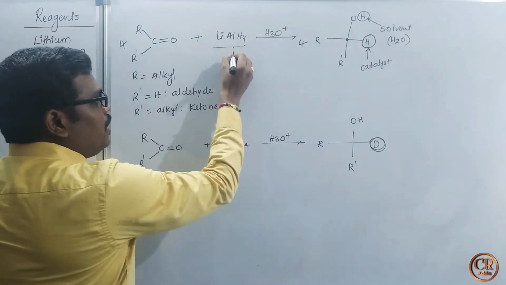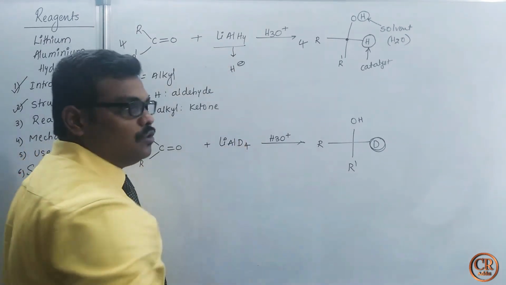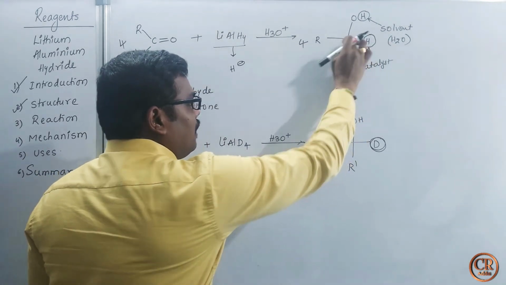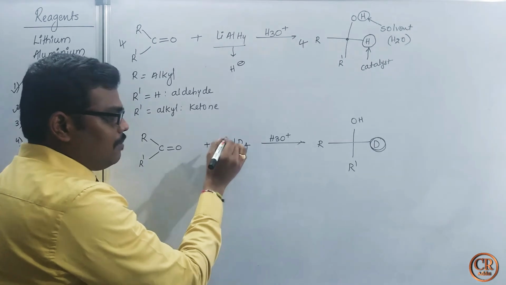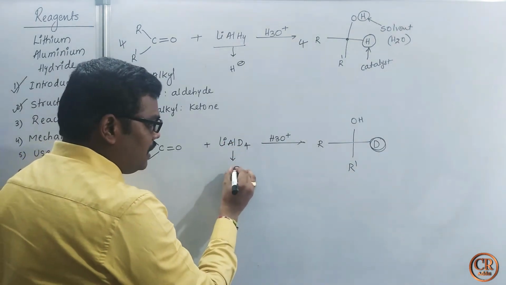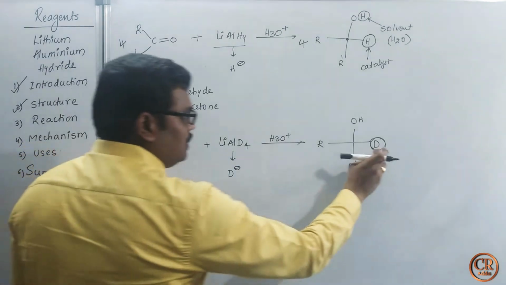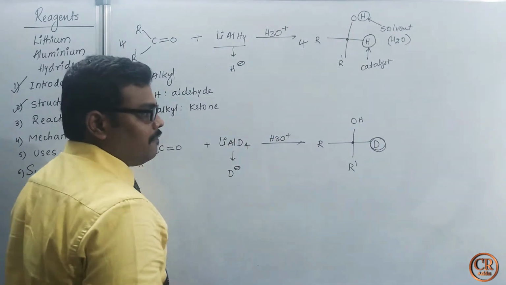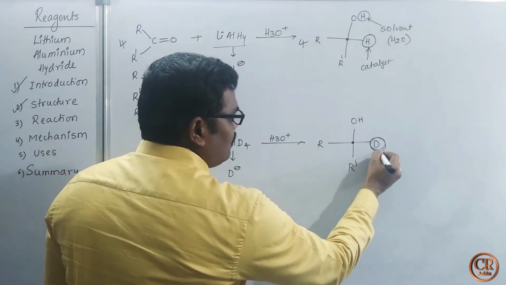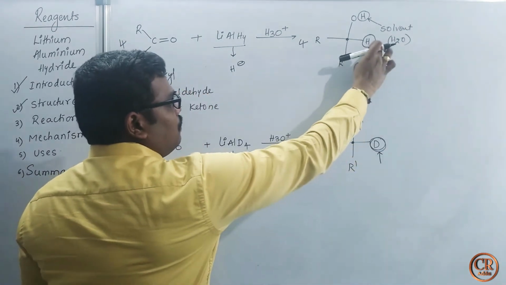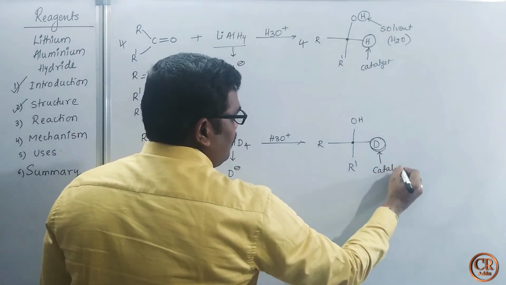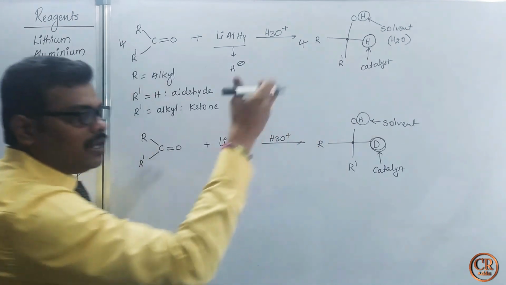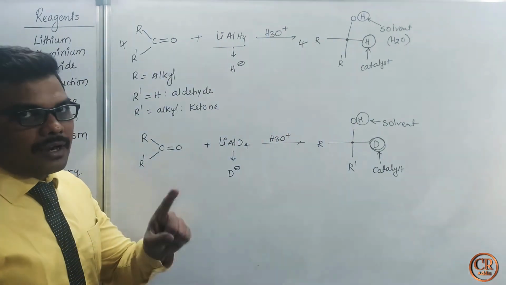See, in the lithium aluminum hydride, H minus is nucleophilic hydride ion, that's why this is directly attached to carbonyl carbon. But if you take lithium aluminum deuteride, here deuteride anion is a nucleophile, so this nucleophile is directly bonded to the electrophilic carbon of the carbonyl compound. This also proves that deuterium or hydrogen comes from the catalyst and this hydrogen comes from the solvent. So this is about the reaction of lithium aluminum hydride with carbonyl compound.